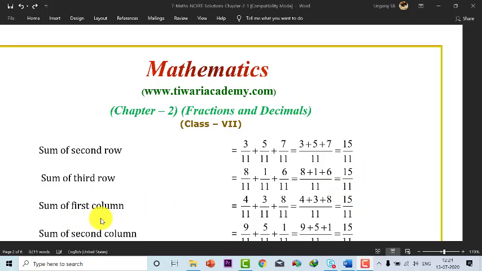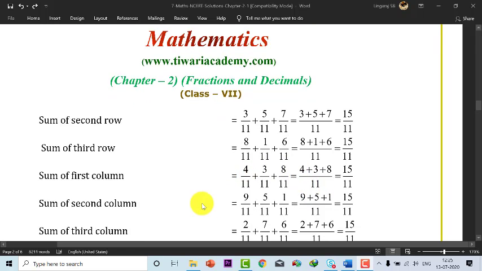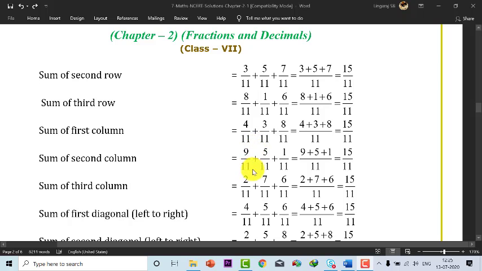So the sum of the first column, 4 by 11 plus 3 by 11 plus 8 by 11, is equal to, with the denominator 11 remaining the same, the numerators 4 plus 3 plus 8. The sum of these three is 15. So 15 by 11. Then we move to the second column, which is 9 by 11 plus 5 by 11 plus 1 by 11. The sum of these three numerators, 9 plus 5 plus 1, is again 15 by 11.